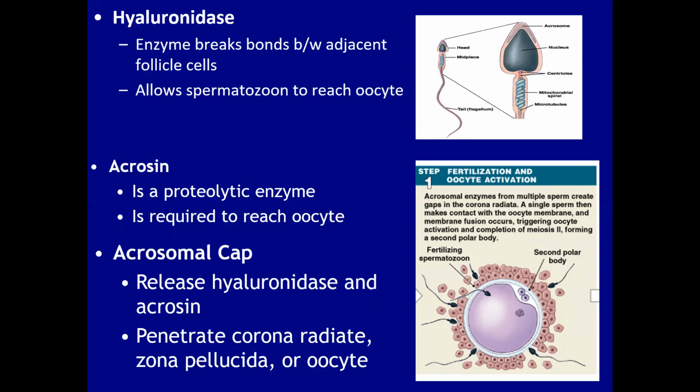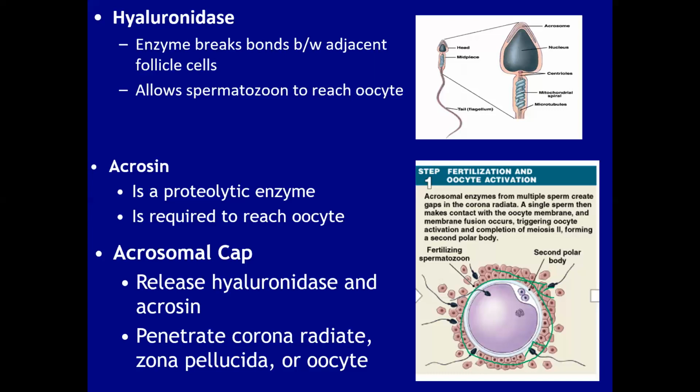So there is another enzyme that's called acrosin, and it's a proteolytic enzyme, and that too is required to reach the oocyte. The acrosomal cap of the sperm releases both hyaluronidase and acrosin, and those are necessary to penetrate the corona radiata. So as you can see in this image, we have the corona radiata that I'm circling around right here, and multiple sperm are trying to get through this corona radiata, which is almost like a shell.